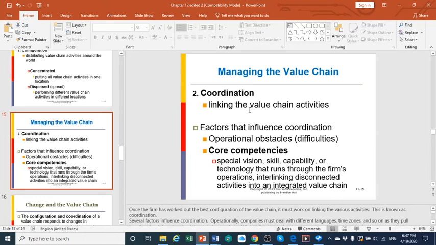Operational, of course, we know that usually the company faces some difficulties in its operations, especially in some areas where the operations are not very clear. Core competencies are the competency of the company itself and the management itself, such as providing vision, skills, capabilities, and technology that will run through the firm, interlinking disconnected activities into one activity of the value chain in an integrated manner.